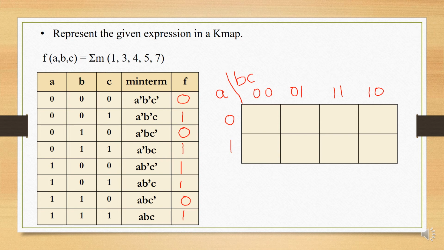So for cell number 0, we have value 0. For cell number 1, we have logic 1. Cell number 2 is 0. Cell number 3 is 1. Cell number 4 is 1. Cell number 5 is 1. Cell number 6 is 0. Cell number 7 is 1. So this is the K-map representation for the given Boolean expression.